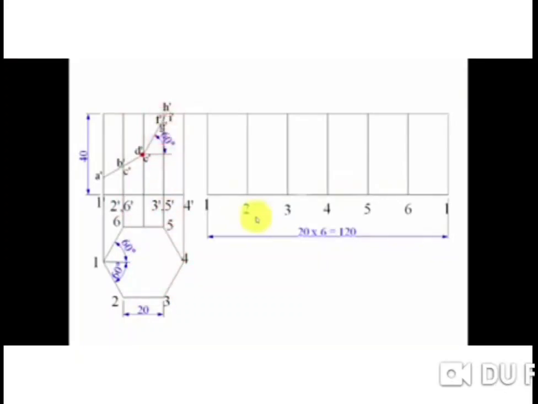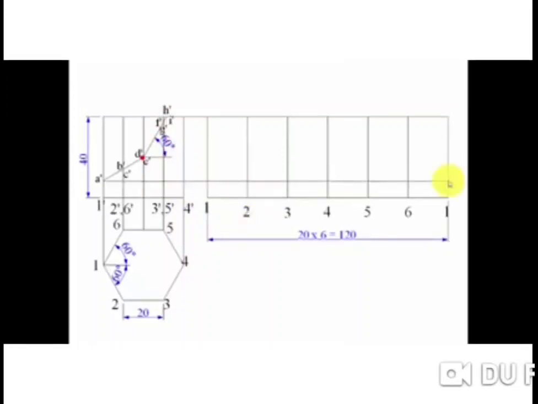3, 4, 5, 6. Now we have to transfer these points. Here I have transferred the horizontal projection line. A point lies on vertical edge 1, so I have to mark that point on 1, 1. That is A.